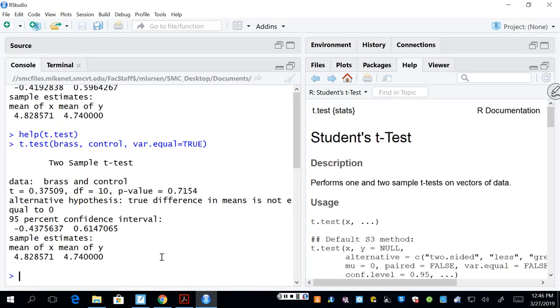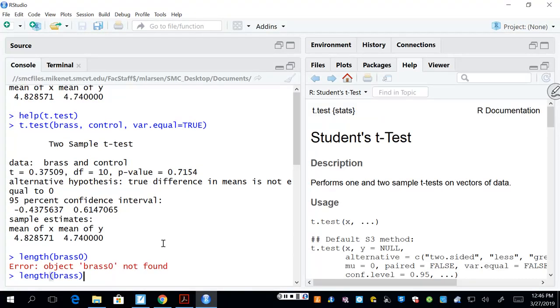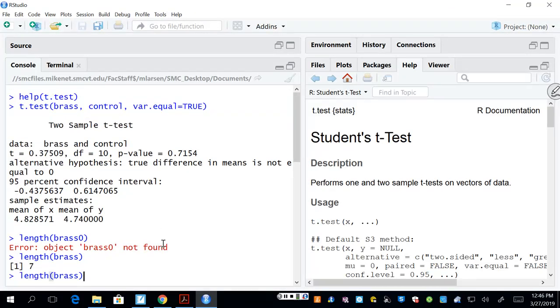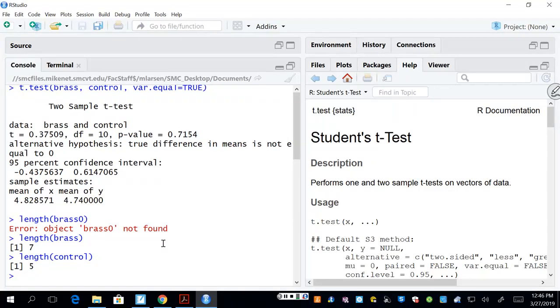Let's see, why is it only 10? Did I get everybody in there? The length of brass, oops, is only 7. Am I missing somebody? And the length of control is only 5. So I don't know why I only have this. Not all the numbers are written down here. Interesting. So anyway, the data that I put in only had 12. So 7 plus 5 is 12, minus 2 is 10. Interesting.